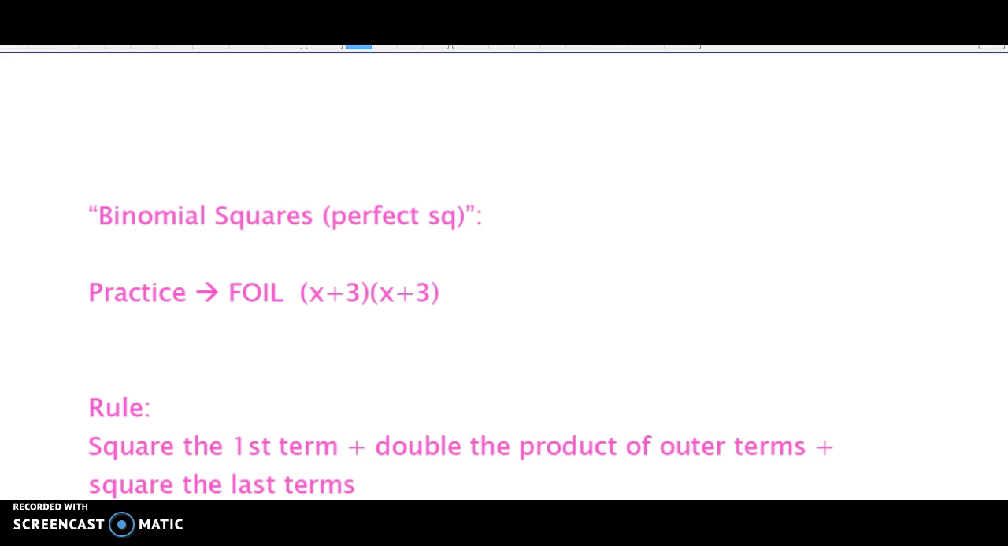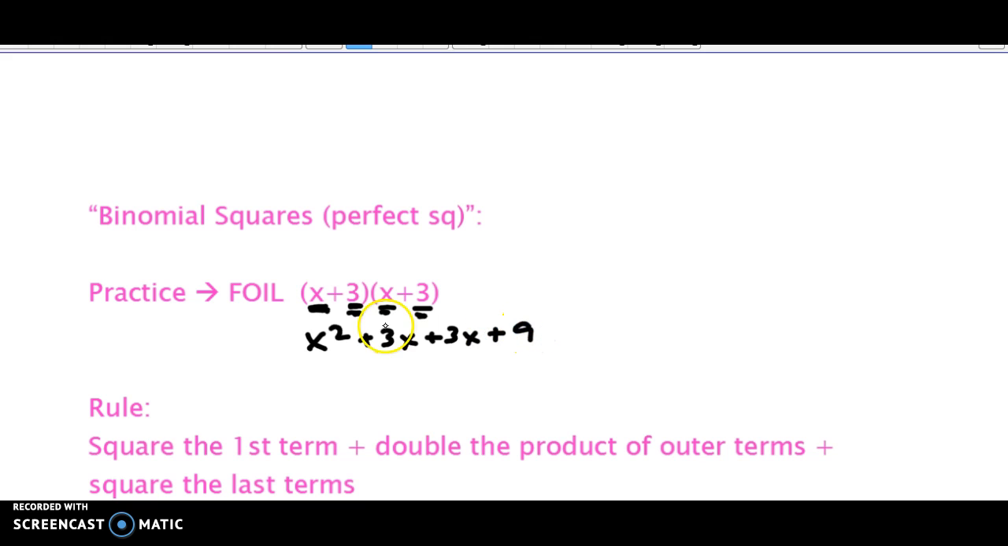So first, let's review using our FOIL method that we learned yesterday. So we're going to multiply the first, outer, inner, and last term. So if I multiply the first, that's going to be x times x, which is x squared. If I multiply the outer, that's going to be first and last. Here, my very outside edges, so x times a positive 3 is a positive 3x. My inside terms is a positive 3 times a positive x. And my last terms is a positive 3 times positive 3, which gives me plus 9.